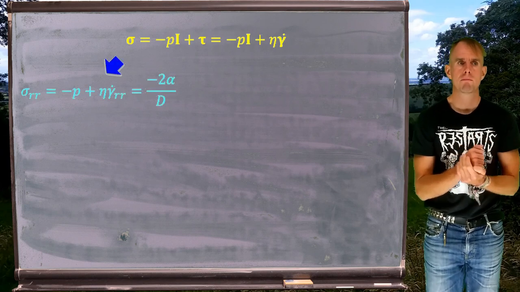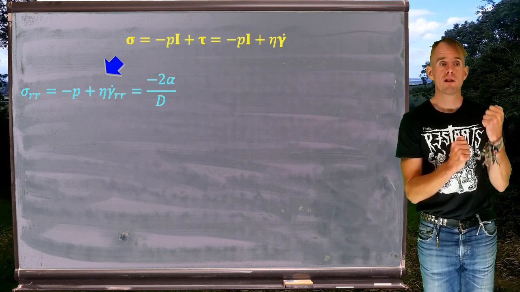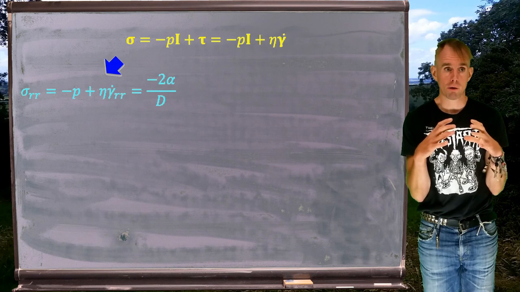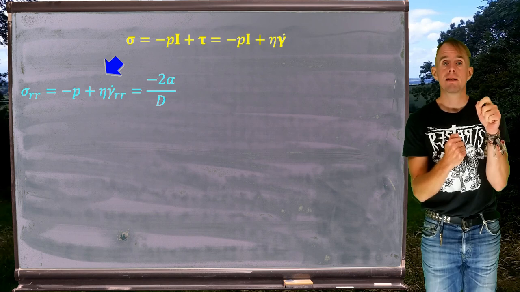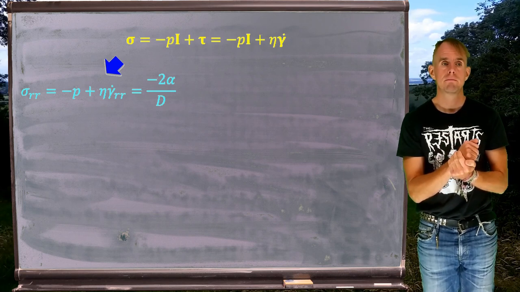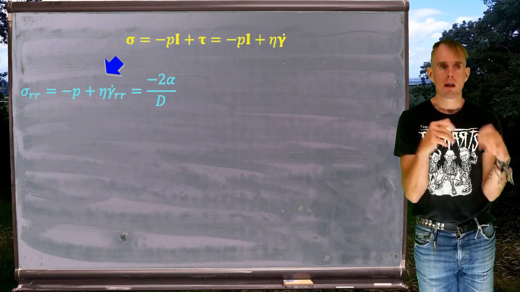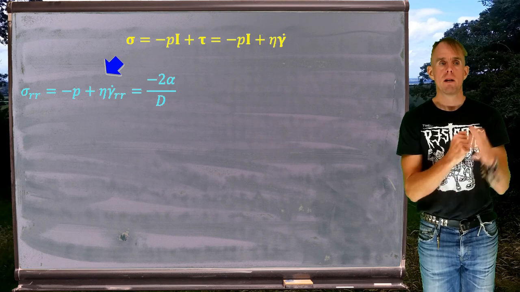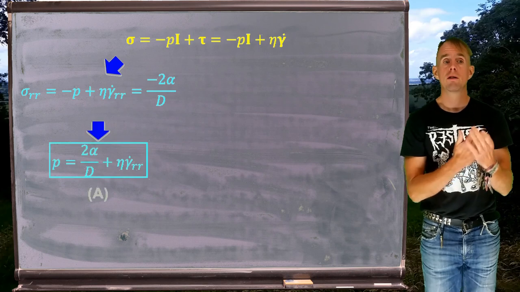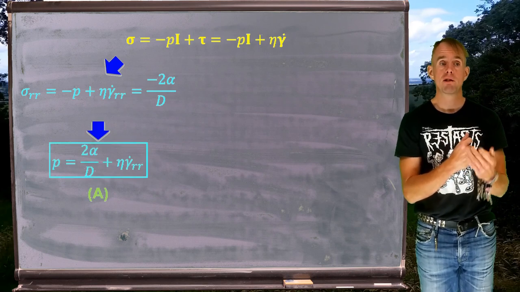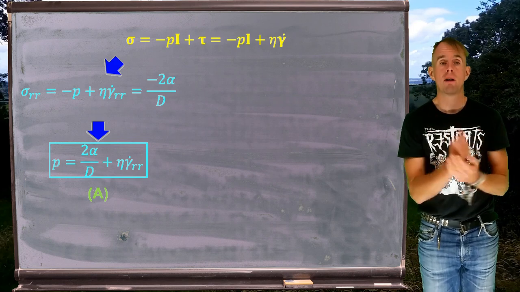So let's set up the stress balance in these directions. Let's start in the direction where we have our non-zero stress. So sigma rr is our radial direction normal stress, and that's going to be minus p plus eta gamma dot rr. We know that the value of sigma rr is set by surface tension squeezing, and that's equal to minus 2 alpha over d. So rearranging this relationship gives us a value for the unknown hydrostatic pressure P, which is going to be related to both the surface tension and to the radial deformation rate gamma dot rr.